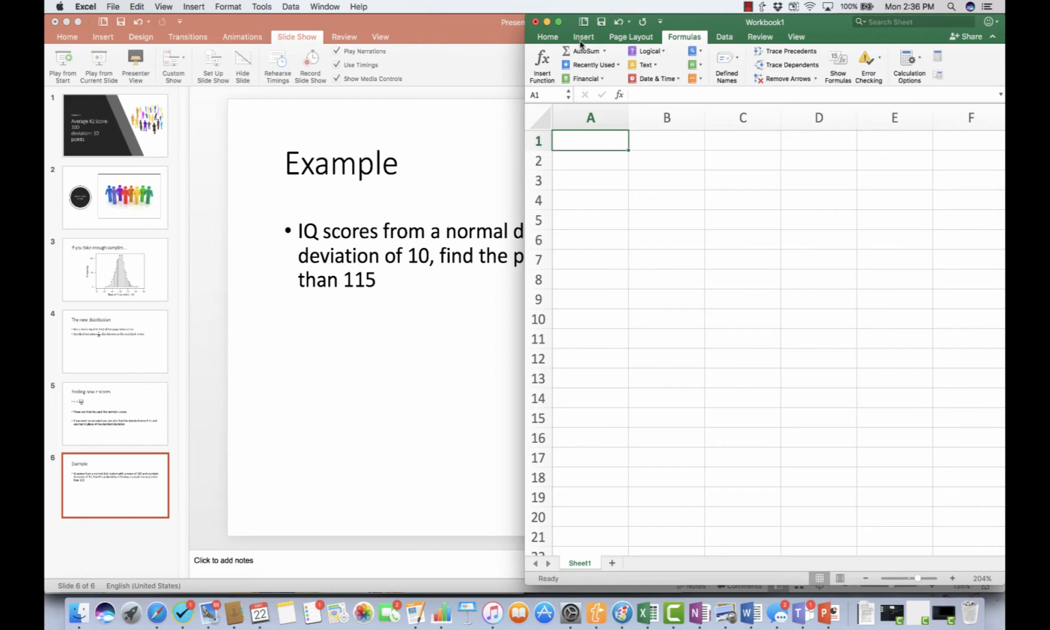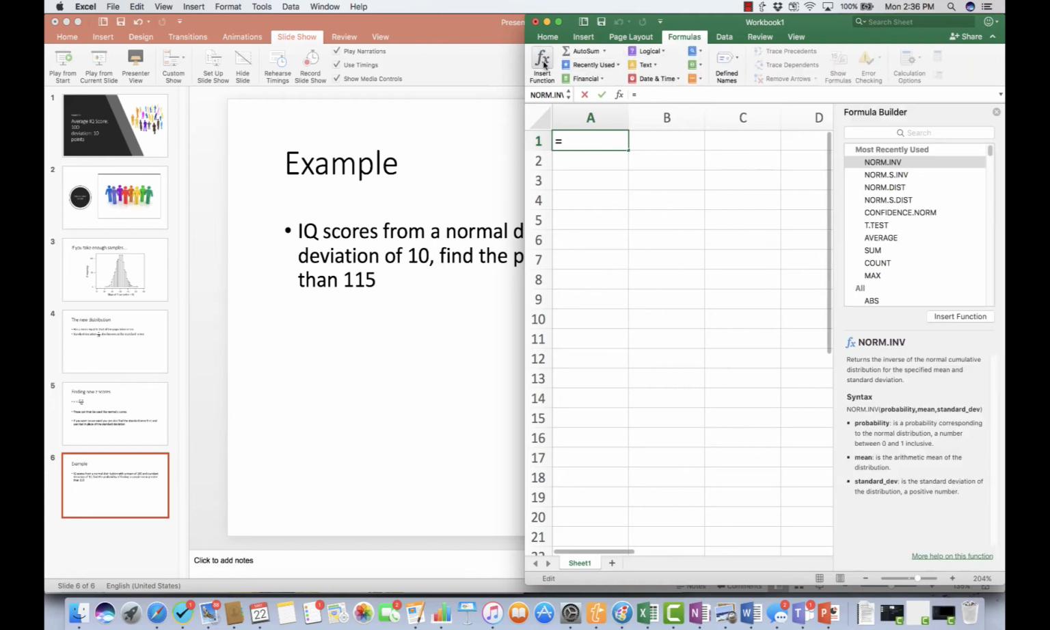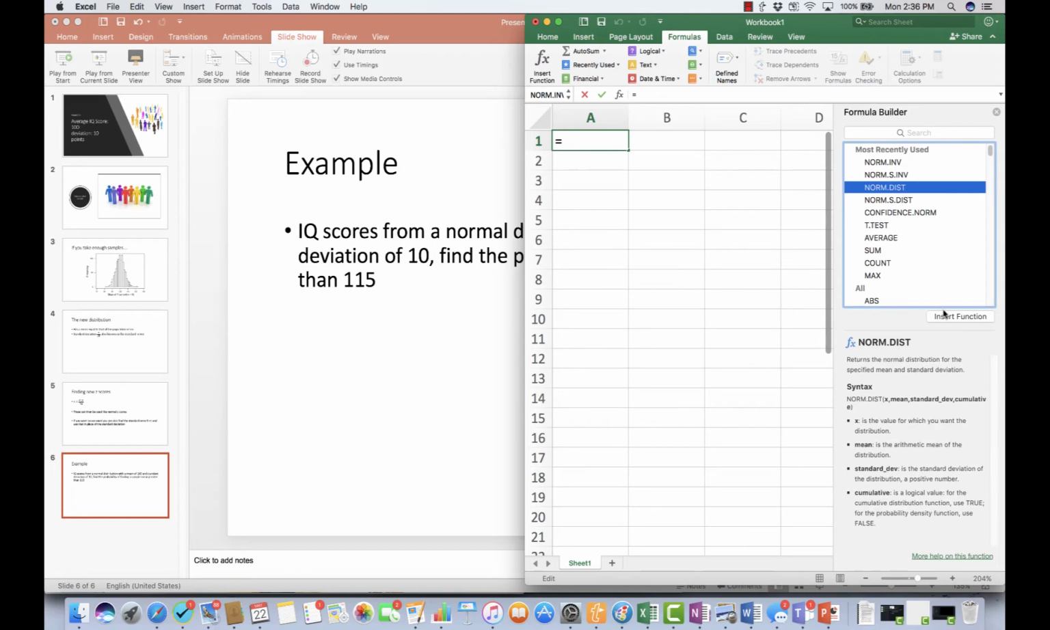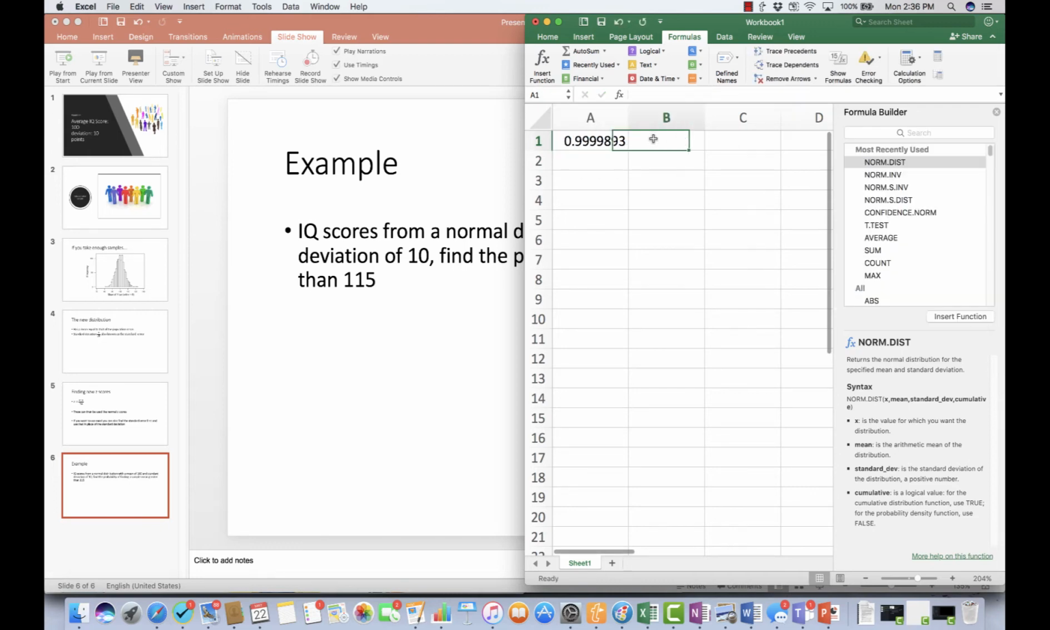So I'm going to insert a function, and I'm going to use my NORM.DIST. I know I want to find the probability of greater than 115. My mean was the original given mean of 100. The standard deviation is not the 10 given, but it is the 3.53, or the standard error we found, with a cumulative value of 1, just like before. And nothing changes. This is the probability of less than.